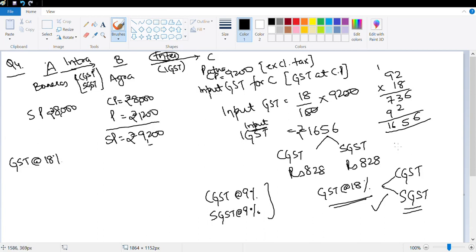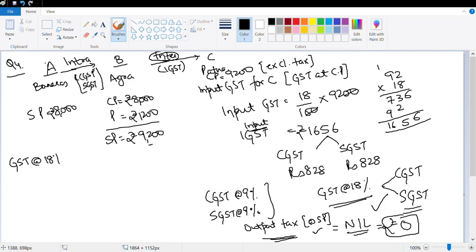If the rate of GST and output tax. Now output tax for Patna, right? So output tax is calculated at SP. Is this guy at Patna selling it? No. So if he is not selling it, his output tax will be rupees 0 because output tax is calculated at SP for that person. Perfect. So let's move on to the next question.